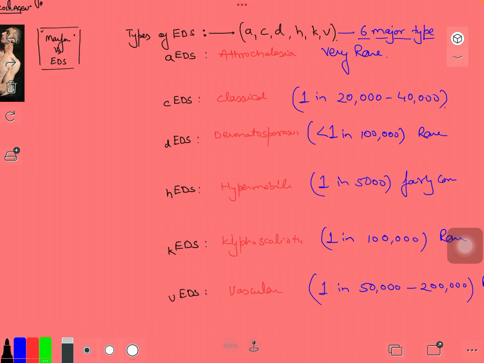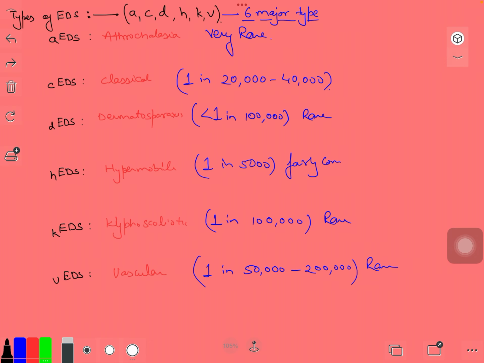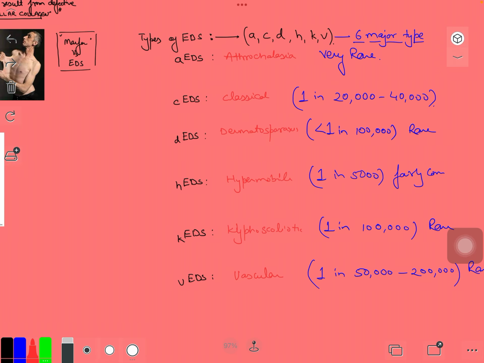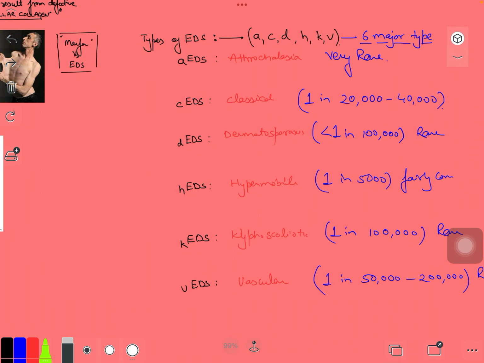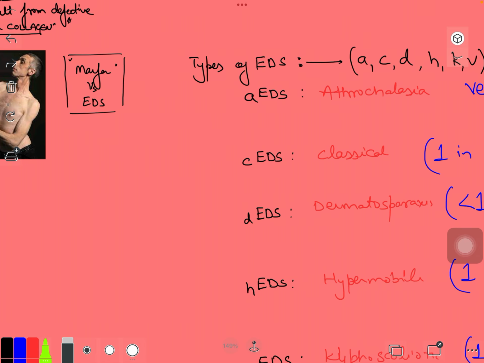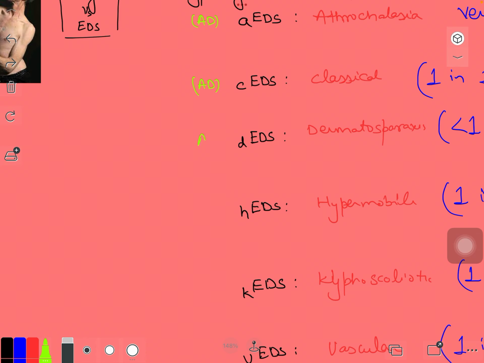However, all the six major types do not necessarily have an autosomal dominant pattern. Few of them have autosomal dominant, few of them have autosomal recessive type. Okay, so the first one is autosomal dominant. Second one is also autosomal dominant type. Third one, autosomal recessive type.